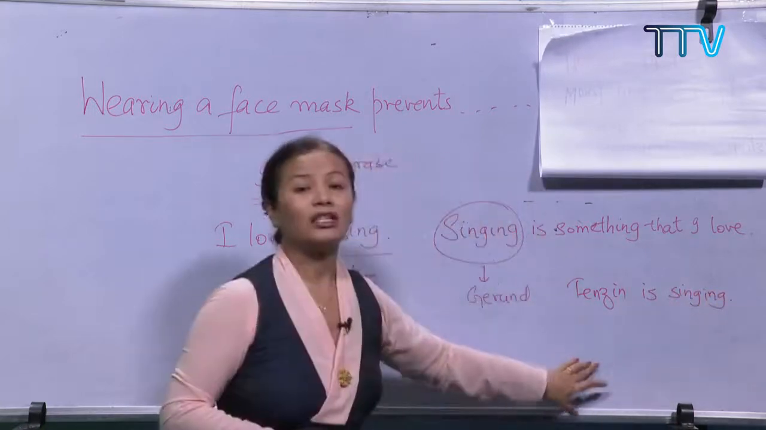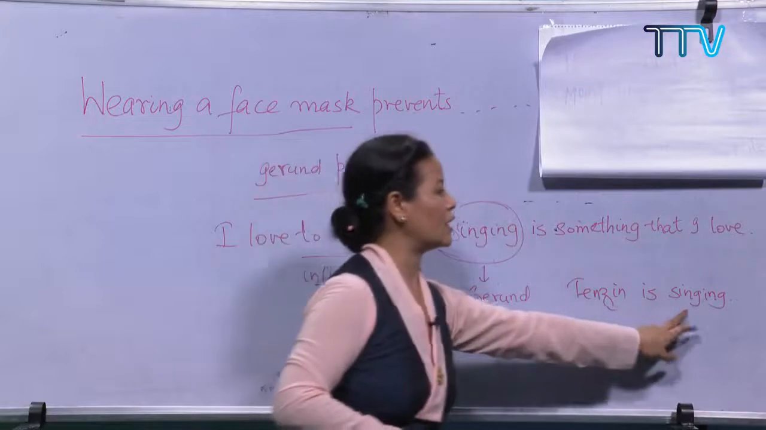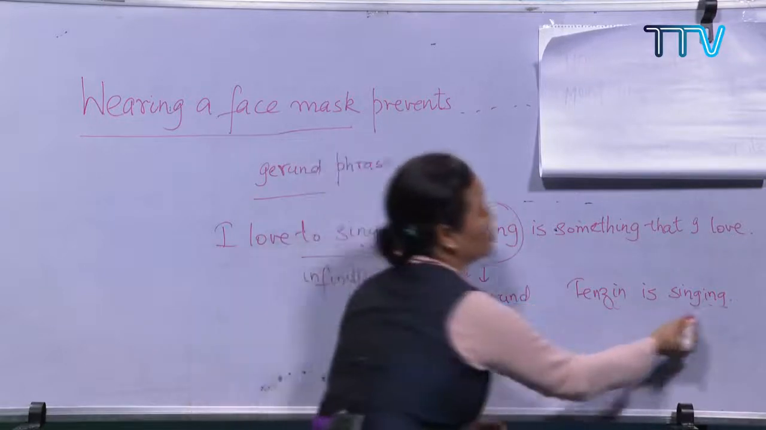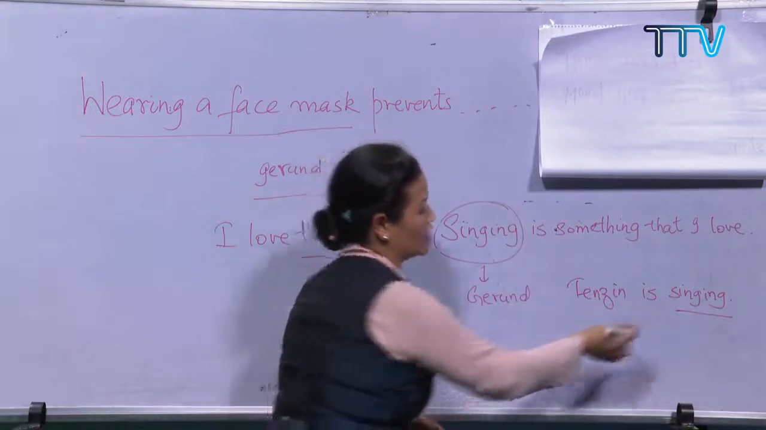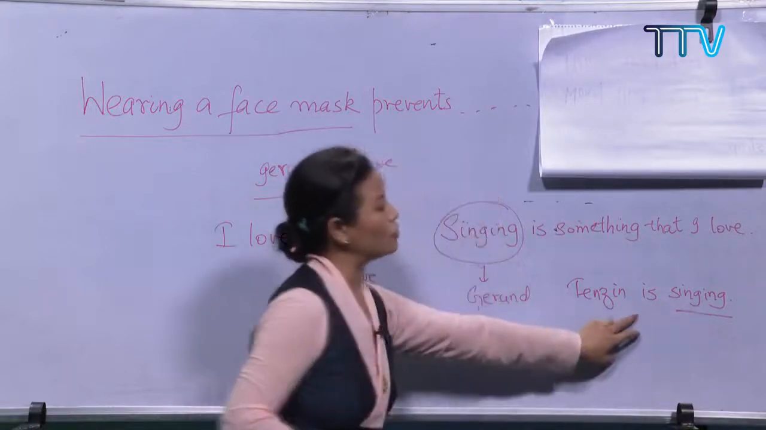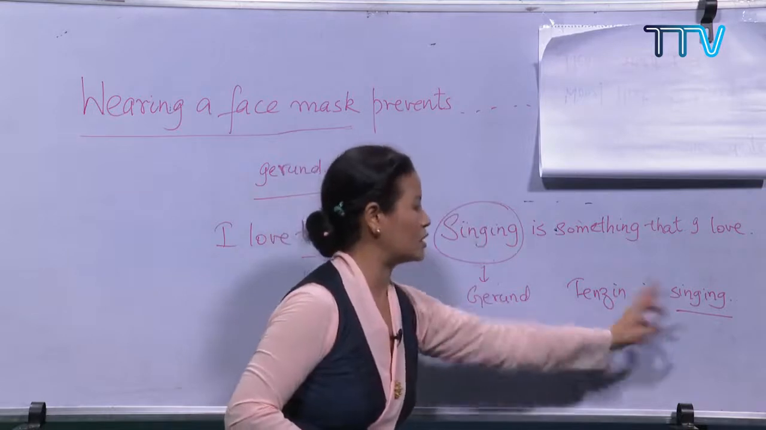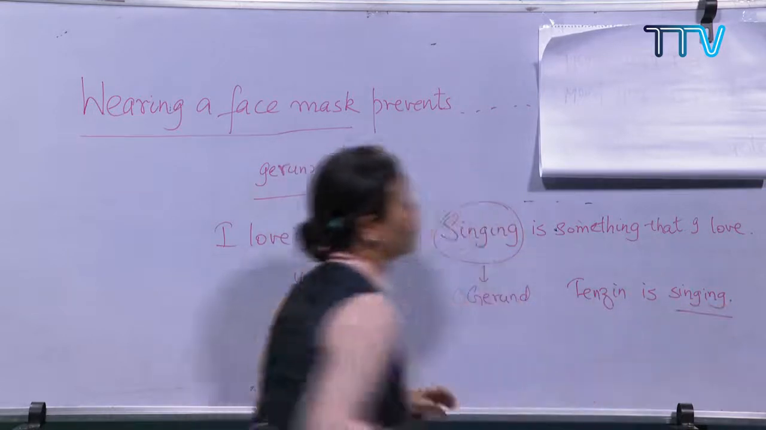Here singing is not a gerund, right? Tenzin is singing. So here it's a verb, because Tenzin is doing this. Tenzin is singing. This is the action. So here this is a present continuous tense. Tenzin is singing. This is a verb.